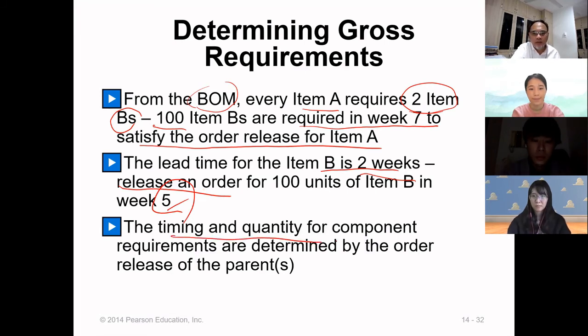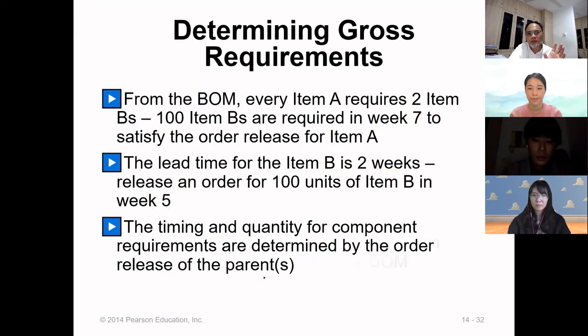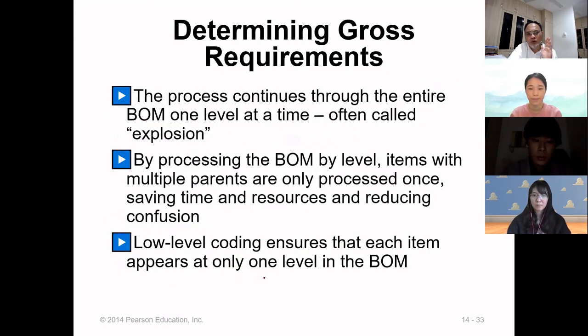The timing and quantity for component requirements are determined by the order release of the parent parts or parent assembly. So B and C, and you can do this for all the items. So you come up with the gross requirements. The whole process continues through the BOM, one level at a time.